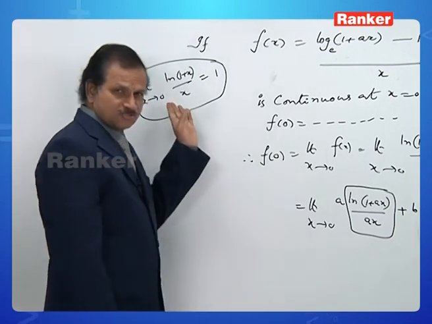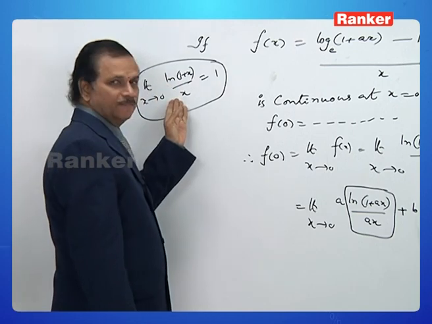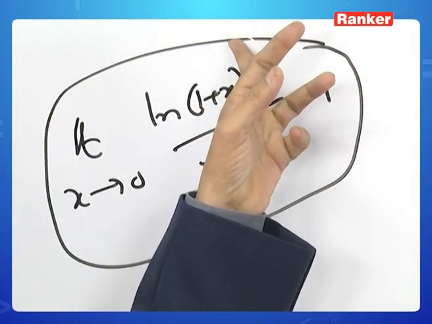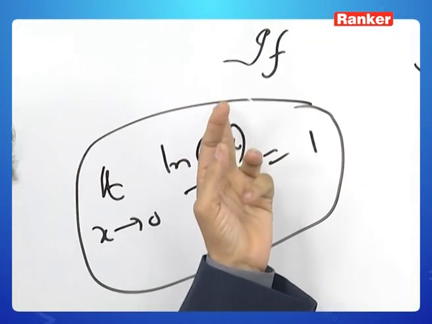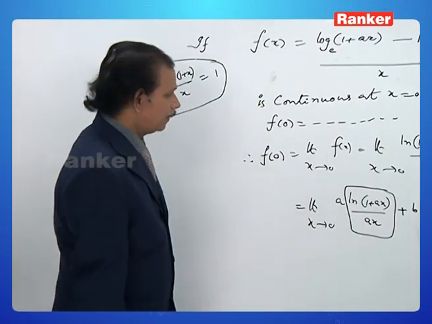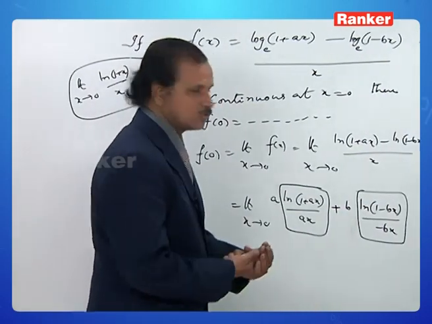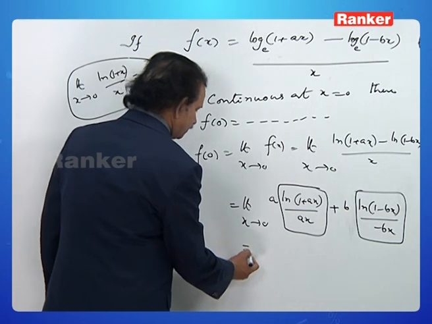Do you doubt this? Is there any doubt? 1 by x, if it comes here, 1 plus x whole power 1 by x. 1 plus x whole power 1 by x is e. ln e is 1. Like that. So, a into 1, a. b into 1, b. Totally, it is a plus b.